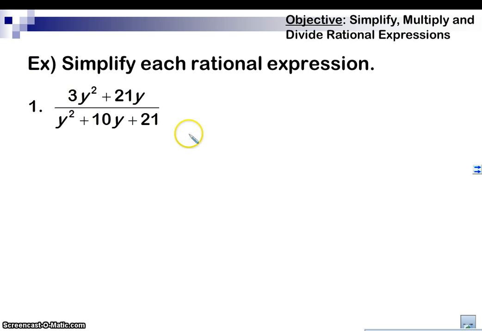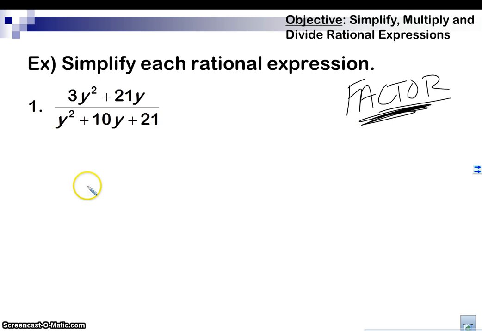So let's say I have this rational expression and I want to simplify it. Now, in order to simplify any rational expression, the number one thing you want to do is make sure it is in factored form. So do not forget that you must factor before you do any simplifying. Factor, factor, factor, factor. Okay? So let's go and do that first here. We're going to go and factor this.